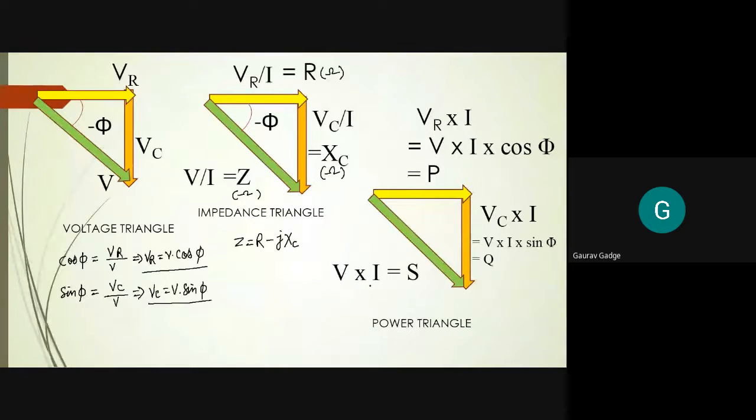Here R and Z. Now what will be the other format of Z? Mod Z angle phi, but write a minus here because here you have minus. That's all. This is called power.